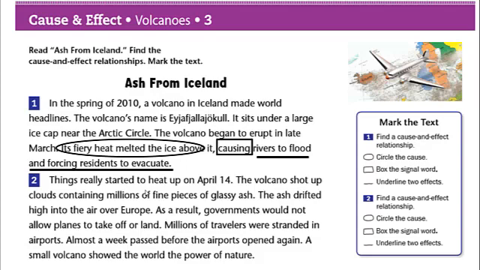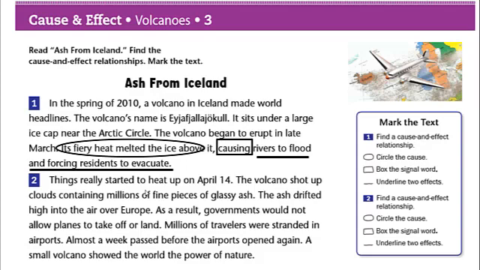The volcano shot up clouds containing millions of fine pieces of glassy ash. The ash drifted high into the air over Europe. As a result, governments would not allow planes to take off or land, so millions of travelers were stranded in airports. Almost a week passed before the airports opened again. A small volcano showed the world the power of nature.